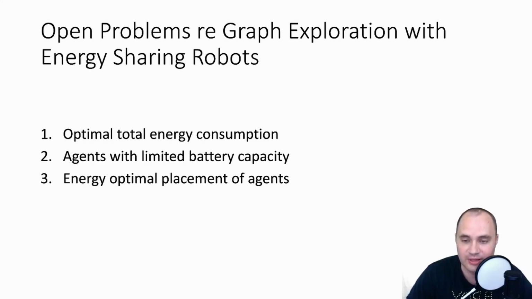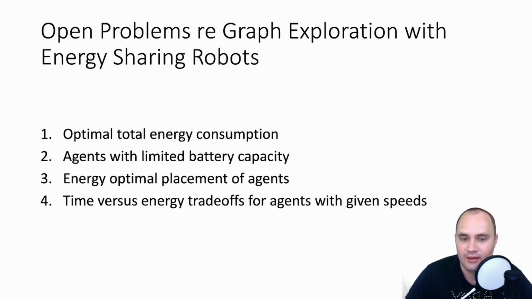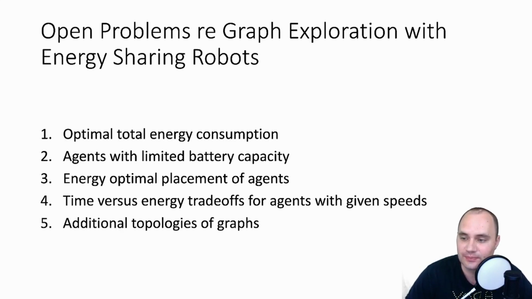Can you find the placement of agents and maybe distribution of energies that is going to give energy optimal exploration of the graph? Time versus energy trade-offs for agents with different speeds might also be important and interesting. And of course, exploring additional topologies of graphs is a natural and interesting question.